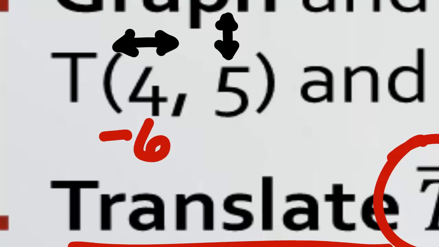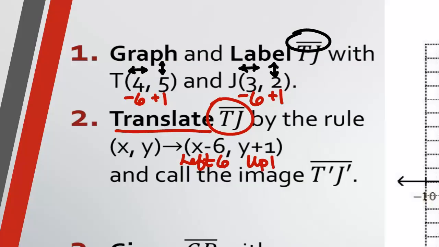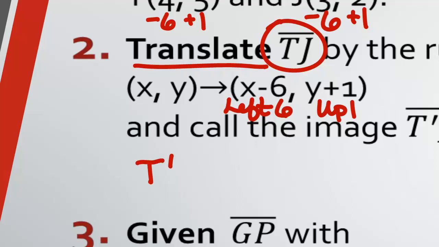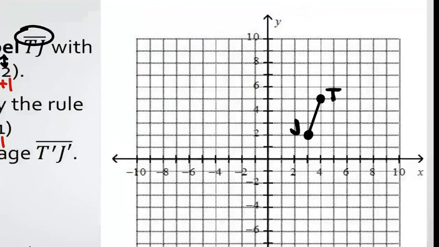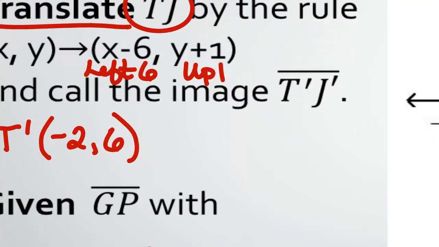To go left 6, I'm going to minus 6. To go up 1, I'm going to plus 1. So I can do this to my ordered pairs to get my image T prime, J prime. T prime, 4 minus 6, that would be negative 2. 5 plus 1 would be positive 6. So T prime is going to be over here. And if I count 1, 2, 3, 4, 5, 6, and then up 1, I get to the exact same place. So counting or using the ordered pair method, either one of those is fine.